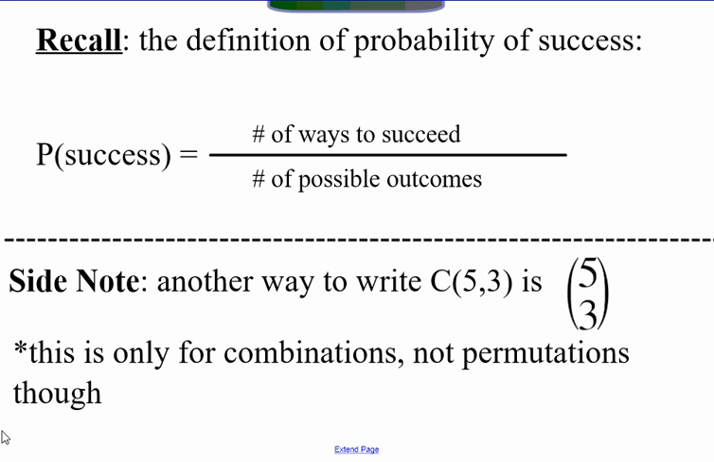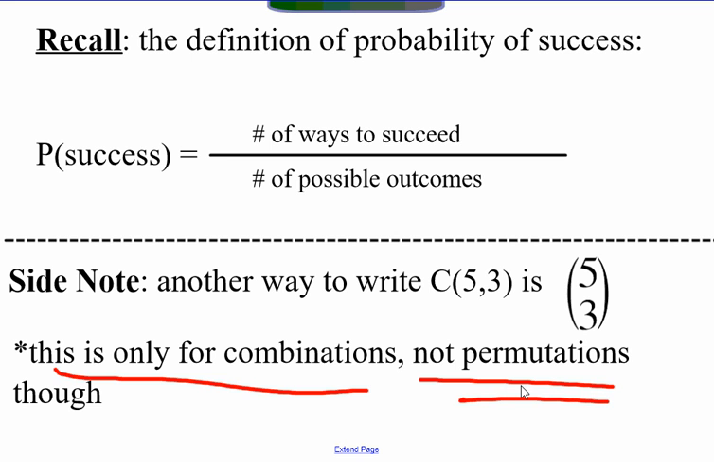Be aware we're going to introduce a little shorthand notation. So another way of saying 5 choose 3, or a combination of selecting 3 items from 5 total, we can write it as the following. So we use parentheses and we put 5 over 3. It's just a shorthand notation for writing combinations. But note, this is only for combinations, not permutations.